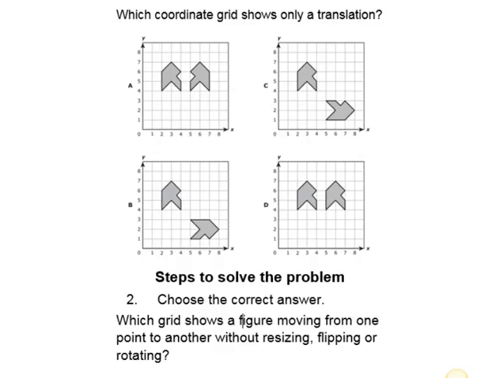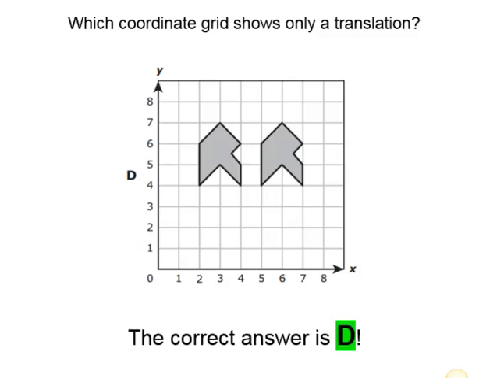So let's look at our answer choices. Let's find out which answer choice shows the shape translating from one point to another without rotating, resizing, or flipping. If you said answer choice D, you are correct. Answer choice D shows translation as the transformation. Let's look at another problem.